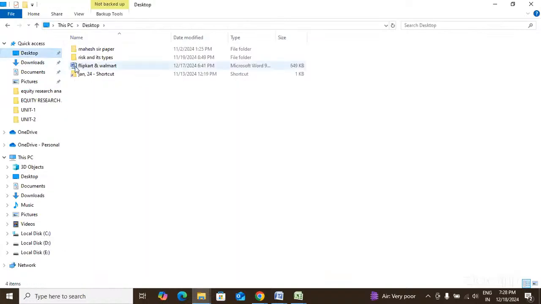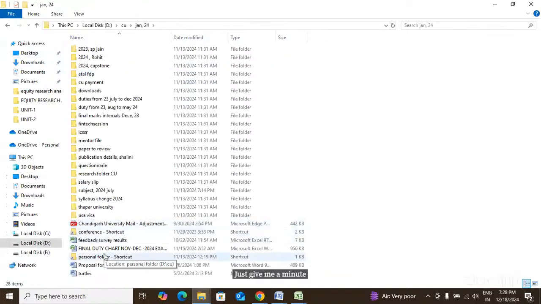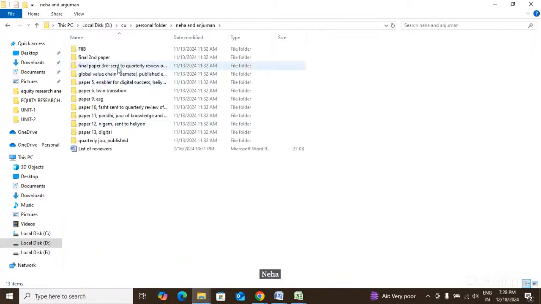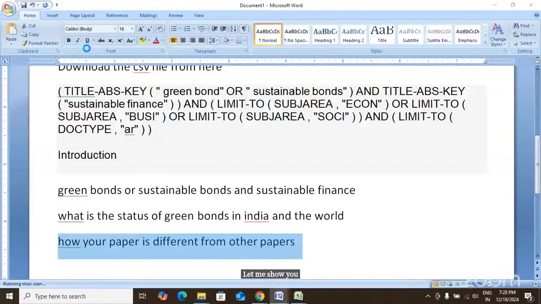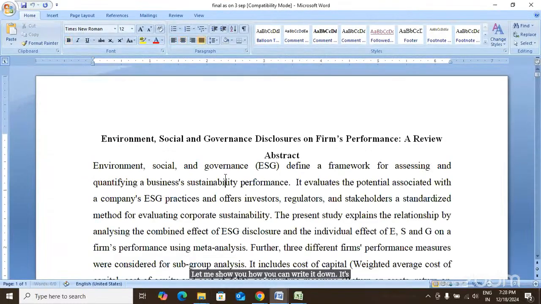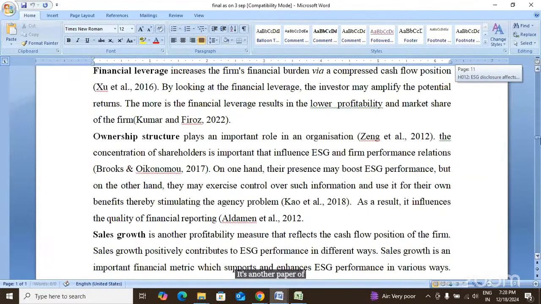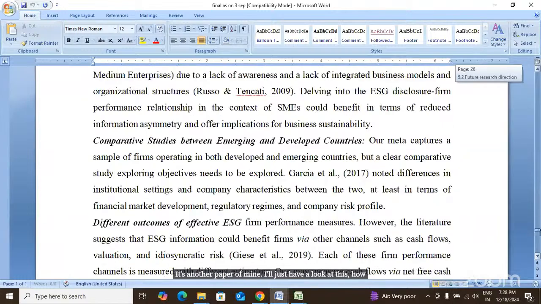Let me show you one thing. Just give me a minute. Let me take it out. Personal folder, Neha, third paper. Let me show you how you can write it down. It's a very good table that we have made in our paper. It's another paper of mine, and have a look at how we have differentiated our paper from the other papers.